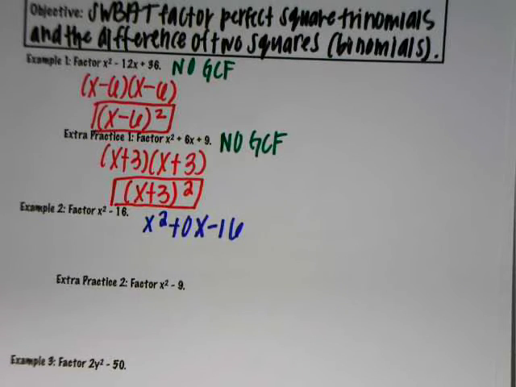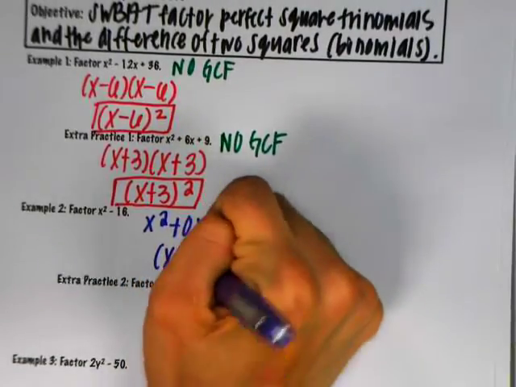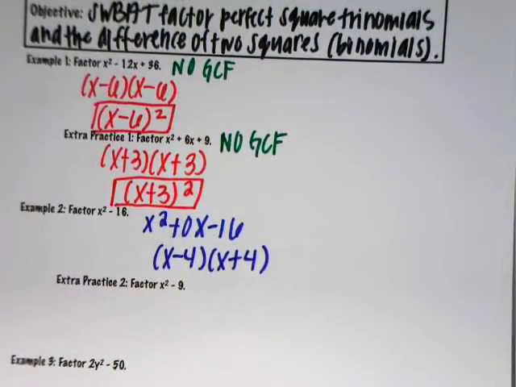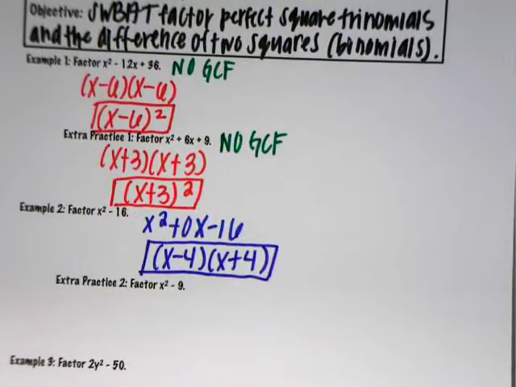Almost, except 8 times 8 is 64. Negative 4. Oh my gosh, my bad. Yep, negative 4 and 4. Mm-hmm. So x minus 4, x plus 4. And then can I write that as something squared? No, those are not the same. Okay, try the next one.